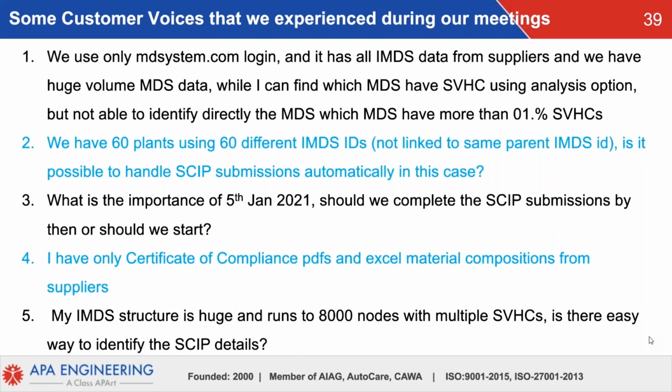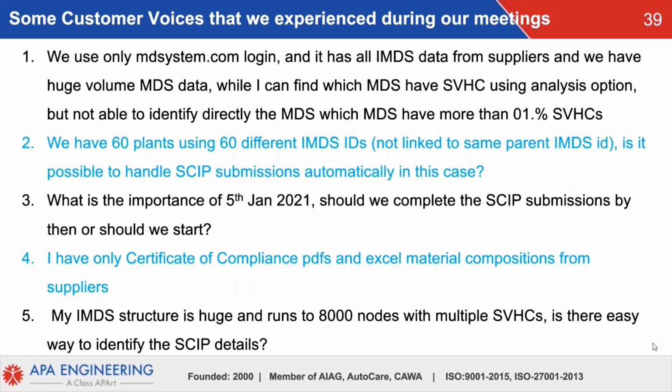So what's the importance of 5th January 2021? Should we complete the SCIP submissions by then, or should we start by 5th Jan? Another customer said, I have only certificate of compliance PDFs and Excel composition from suppliers. So what do I do now? Is there any automated solution? My IMDS structure is huge and runs to 8,000 nodes with multiple SVHCs. Is there any easy way to identify the SCIP details and make an automation?